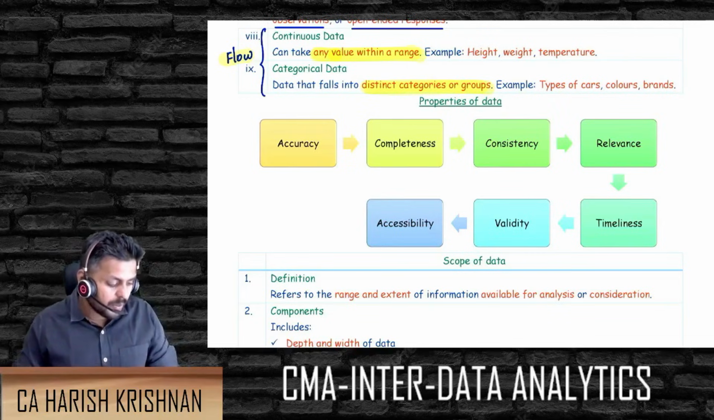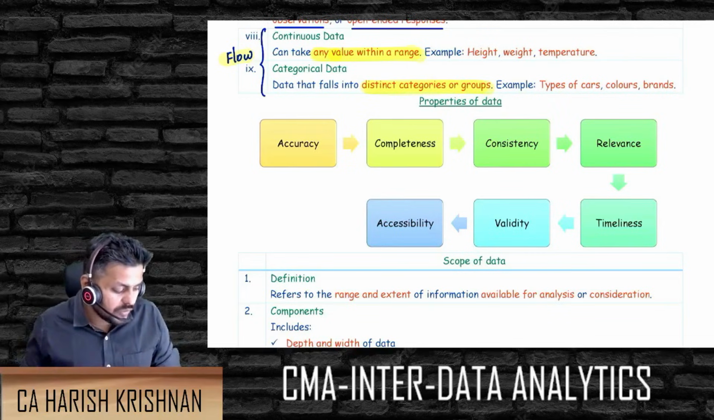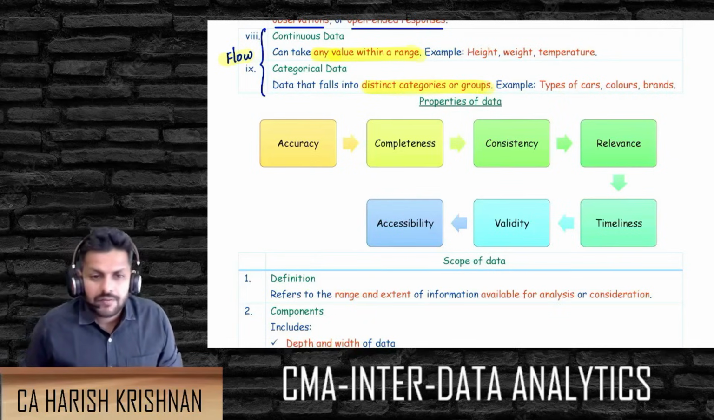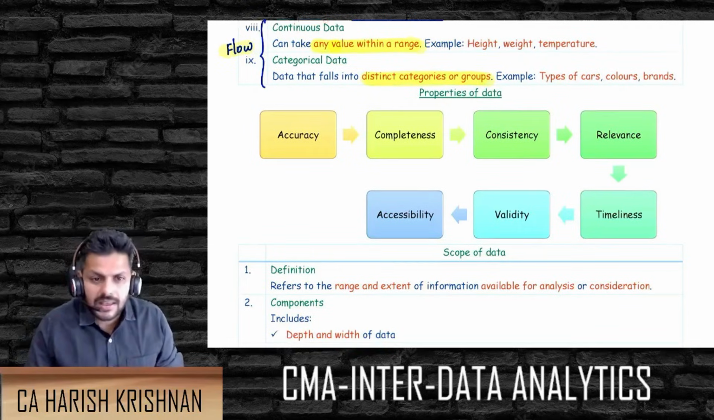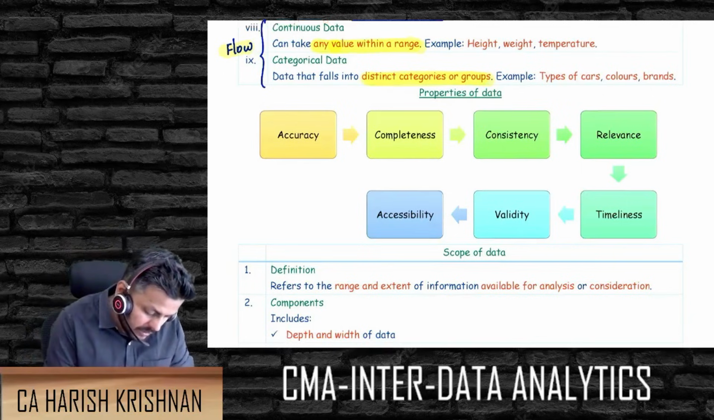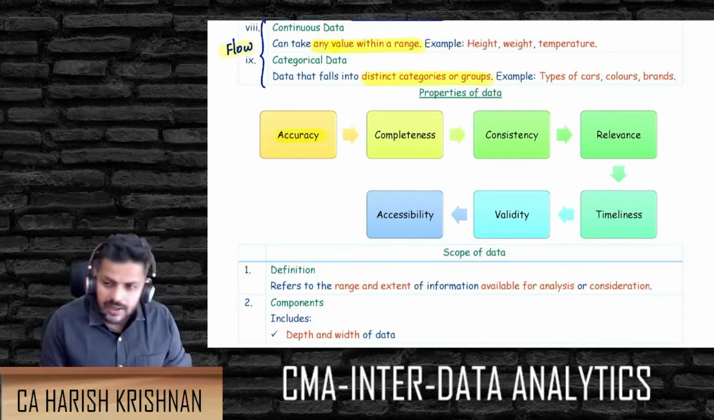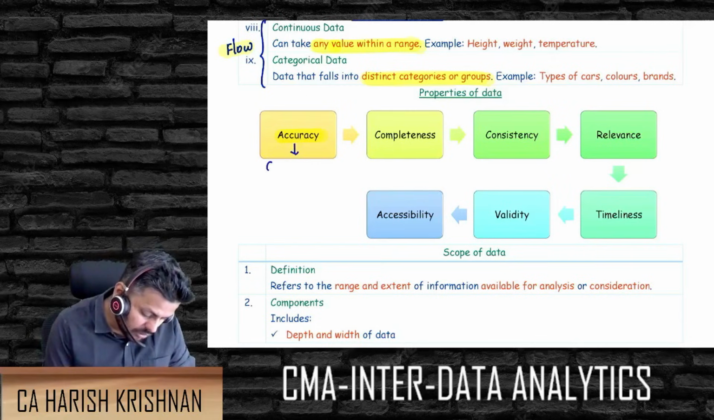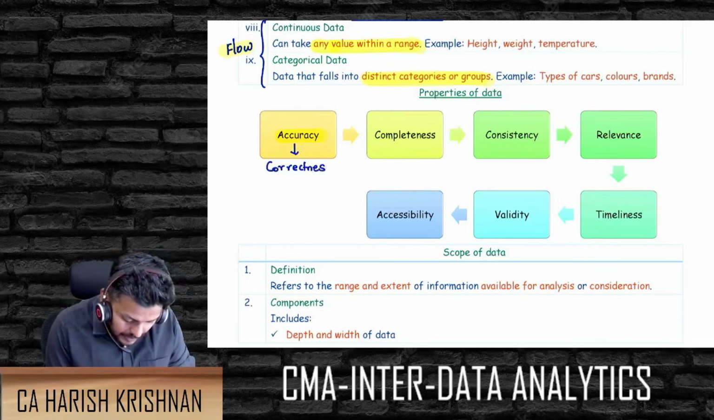Okay, what are the properties of data? Now if you see, what are the various properties of data, right? First one, in the name only it is there, guys. Accuracy. What do you mean by accuracy? Right, accurate means absolutely correct, right? Accuracy talks about the correctness of data, in other words.